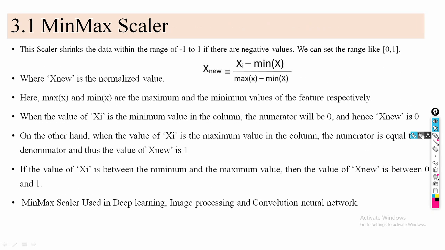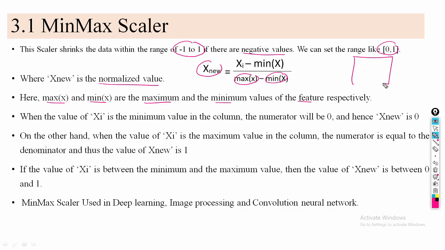So what is min-max scaler? This scaler shrinks the data within the range -1 to +1 if there are negative values, and we can also set the range between 0 and 1. What is the formula for min-max scaler? x new equals xi minus minimum of x, divided by maximum of x minus minimum of x. Here x new is the normalized value, and max x and min x are the maximum and minimum of the feature respectively.